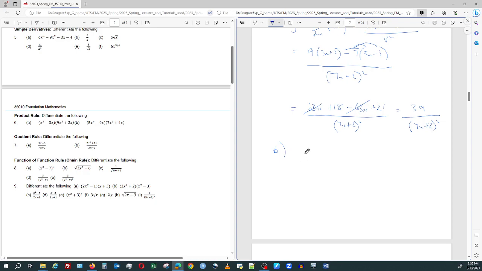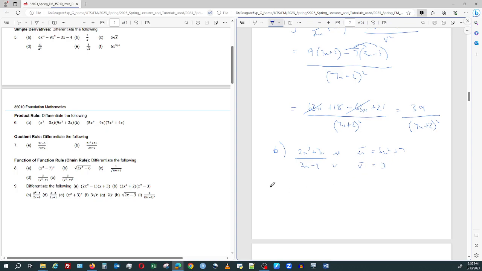So we've got 2x³ plus 7x. There's no point trying to fashion some kind of factorising thing. Just go with the flow. 6x² plus 7. v dash is equal to 3.